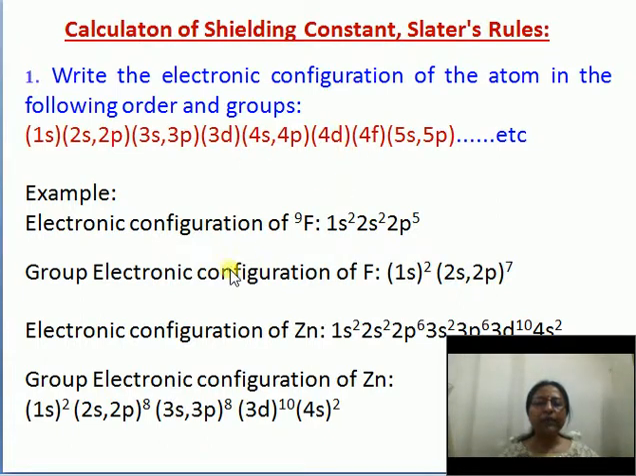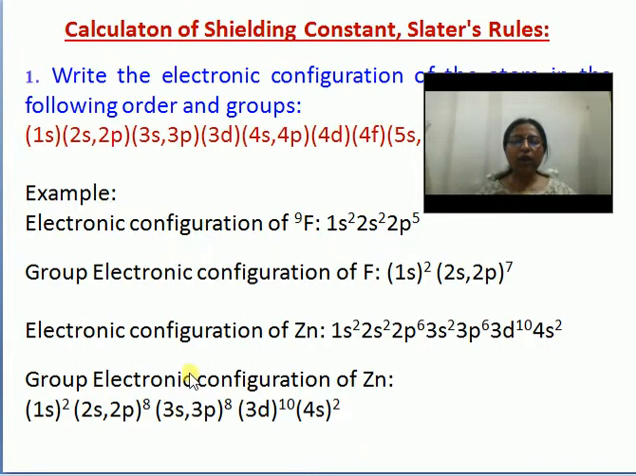Let us take an example of fluorine. It has atomic number 9 and the electronic configuration is 1s2, 2s2 and 2p5. If we write the group electronic configuration following this order, it will be 1s2 and then 2s2p we will be writing together, and it will be 7. Where has this 7 come from? This 5 plus 2 is making it 7.